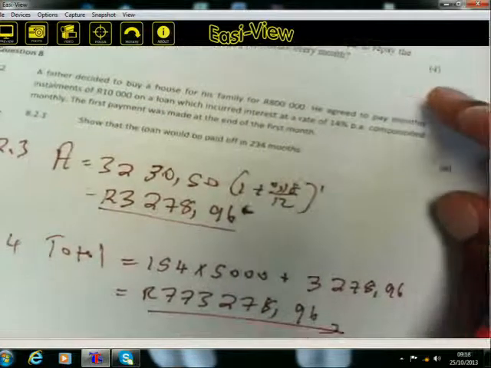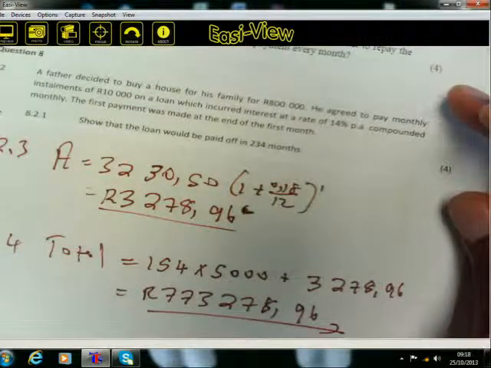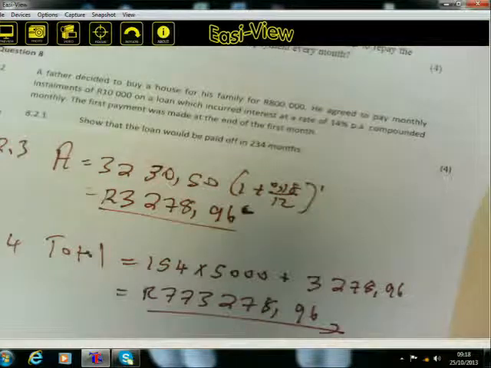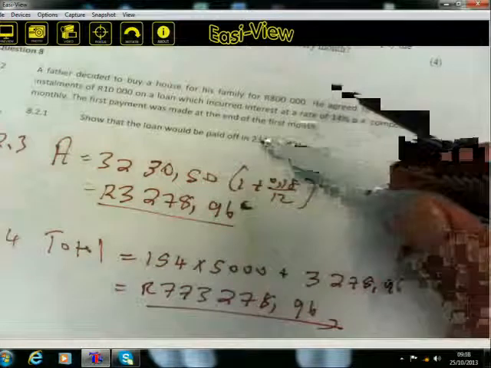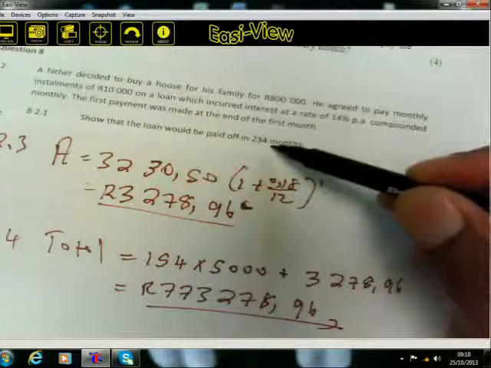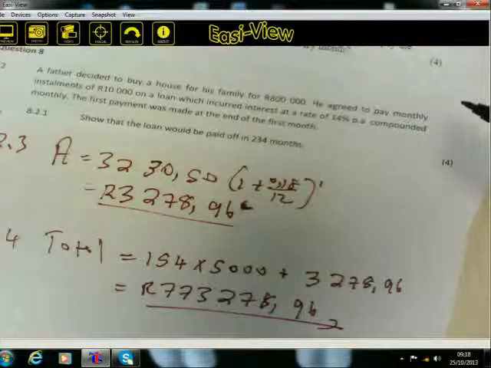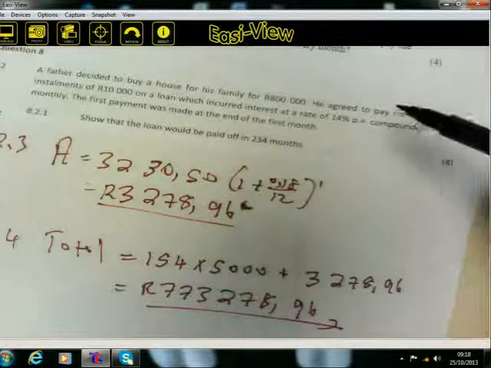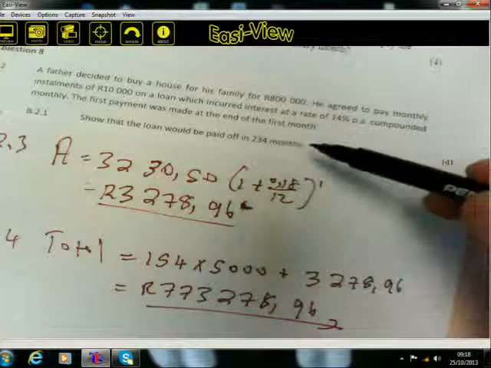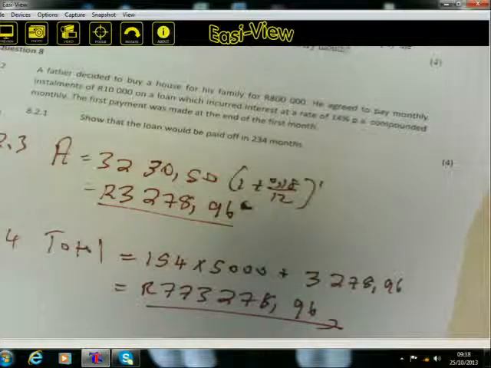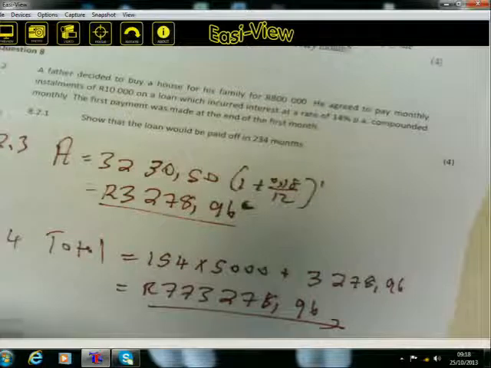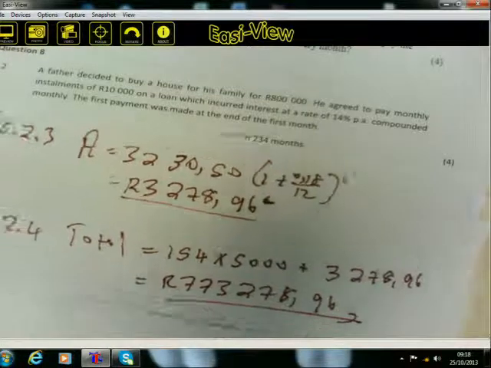We are back now. Show that the loan will be paid off in 234 months. I think you have 2 or 3 options that you can use to solve this problem. The formula that we can use is the present value, where n will be 234, or you can use the balance as well. You can check if n is 234 or 233, then check what the balance will be. If the balance is less or greater, you can make a conclusion from that. But what I'm going to use now is the present value.